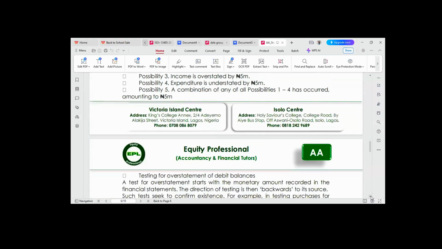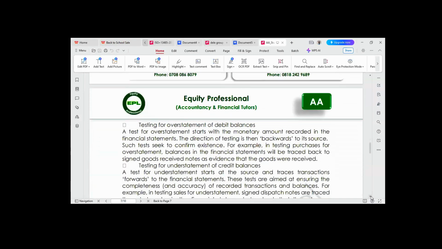All right, that is what we mean. Now, when you are testing for overstatement, what that means is that the direction of testing, that's directional testing, is backward to the source. What that means is that when you observe there is an overstatement, what do you do? You go back to the source document to check the book of original entry, your invoices, your LPO, your sales order. All of those are your books of original entry. You go back and trace those figures from those documents to be sure that it is all correct.